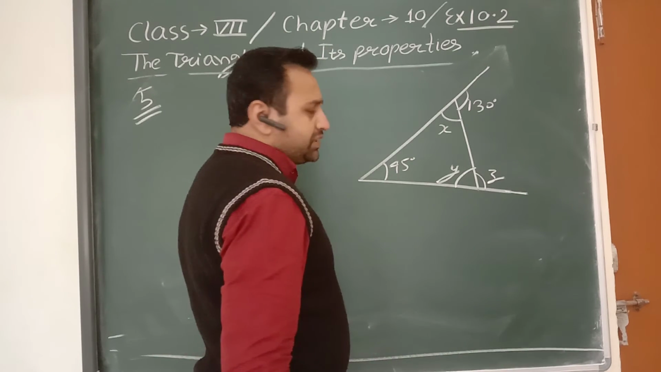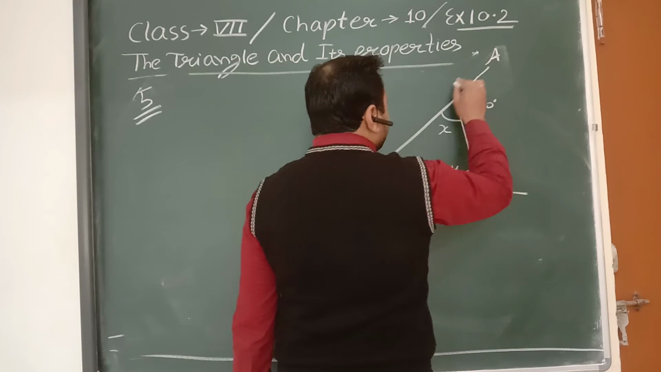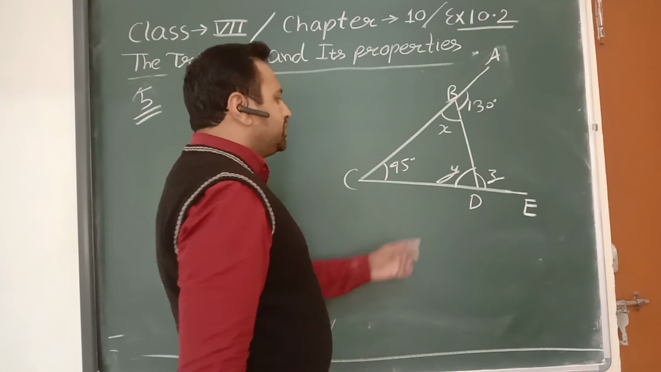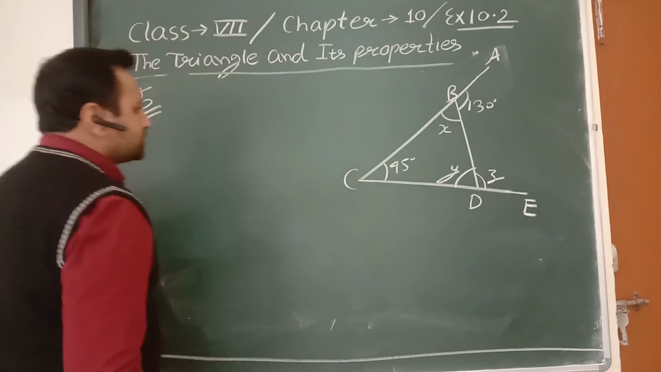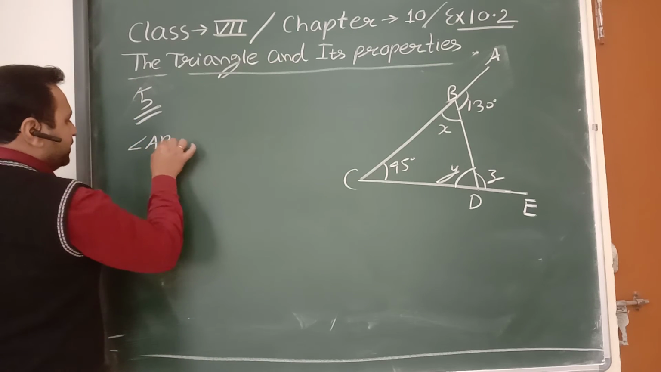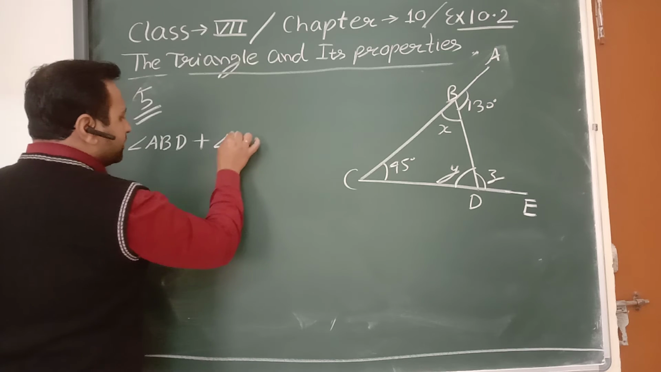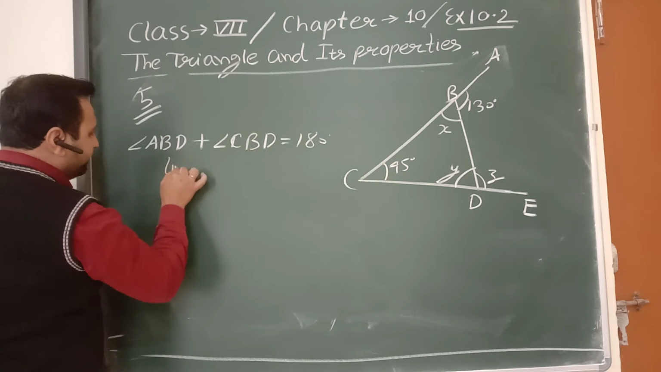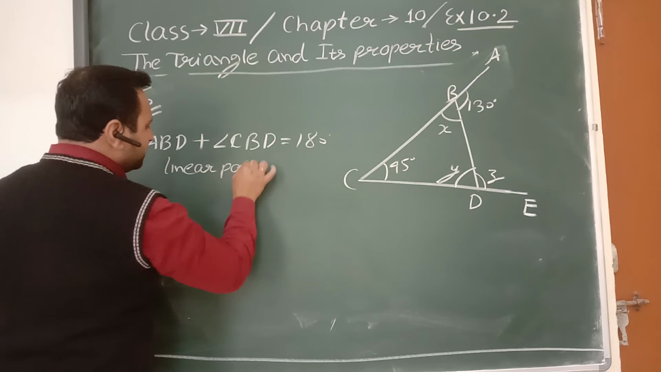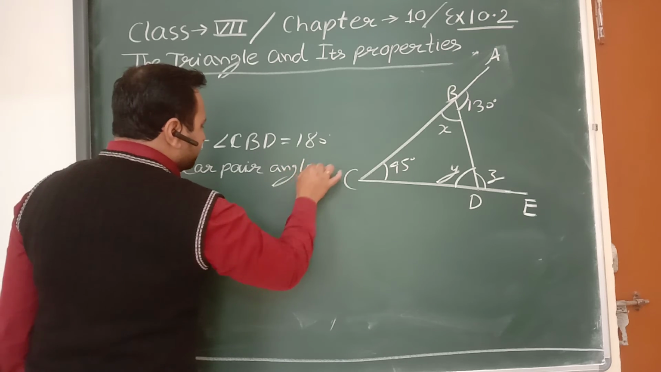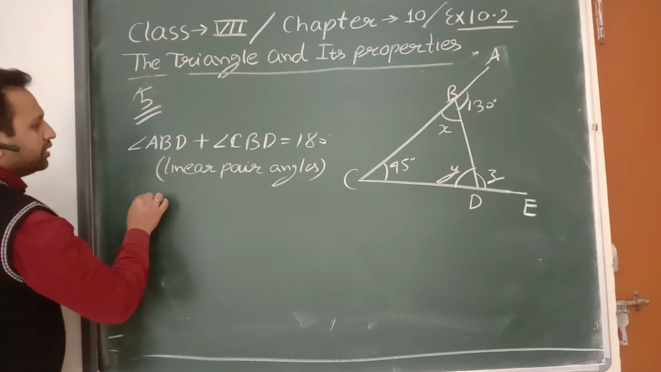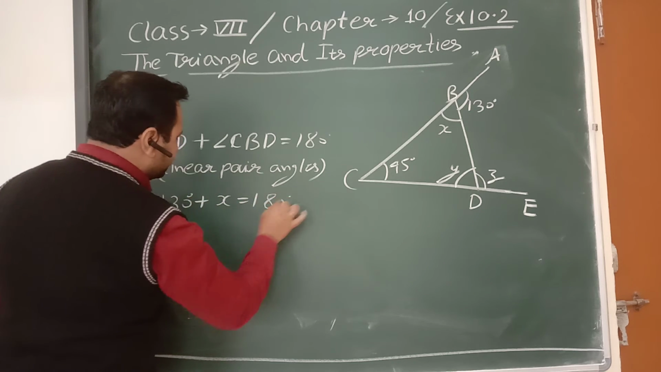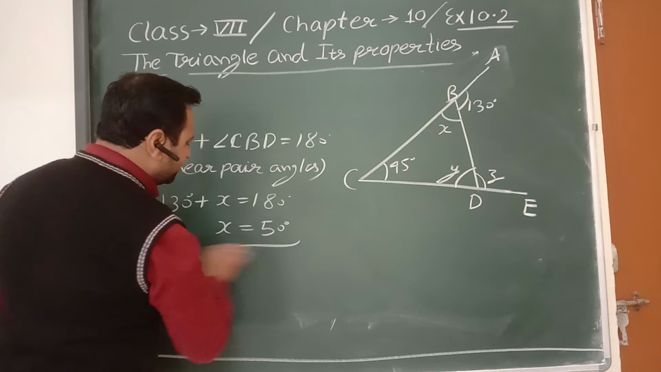So firstly we name the figure A, B, C, D and E. So using the linear pair property in these two angles, angle ABD plus angle CBD is equal to 180 degrees. What is the property? Yes, linear pair angles. Angle ABD is 130 degrees plus x is equal to 180 degrees. So x is equal to 50 degrees.